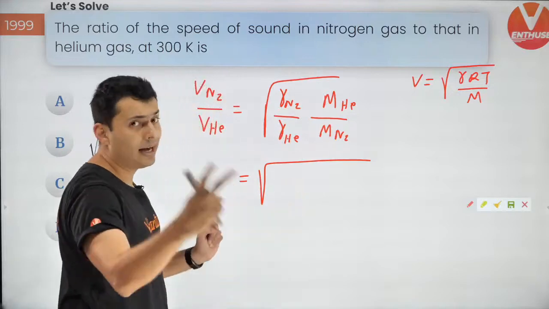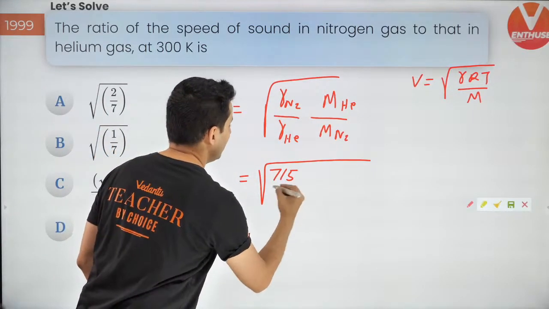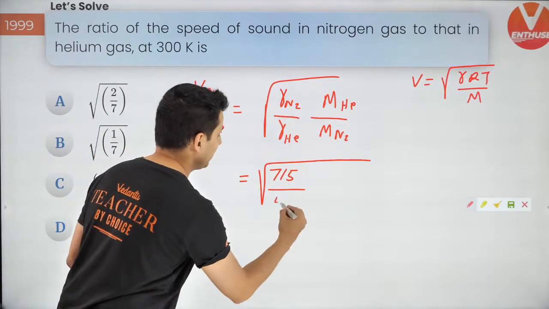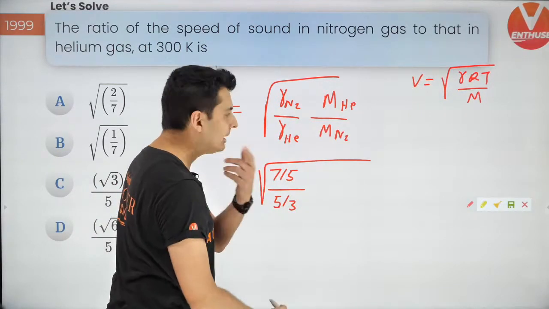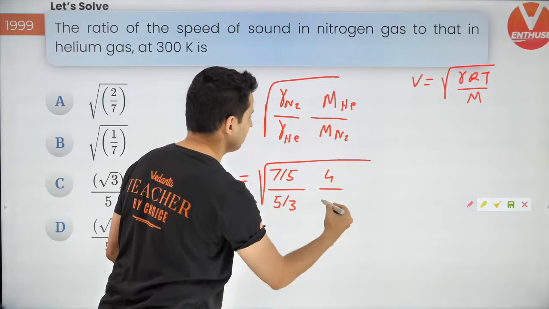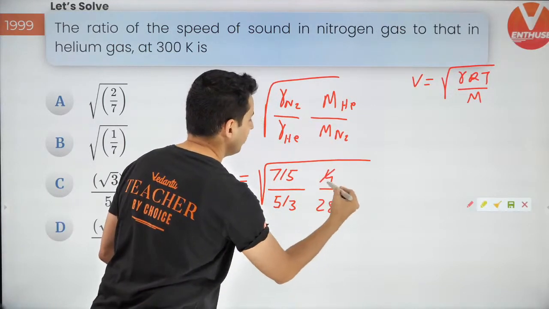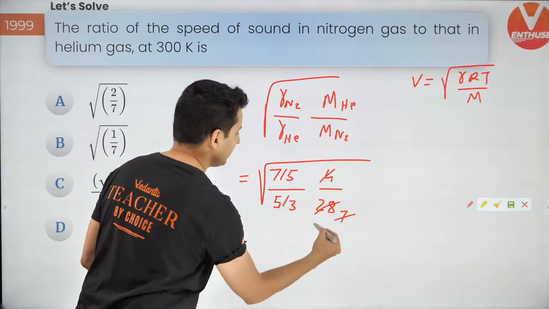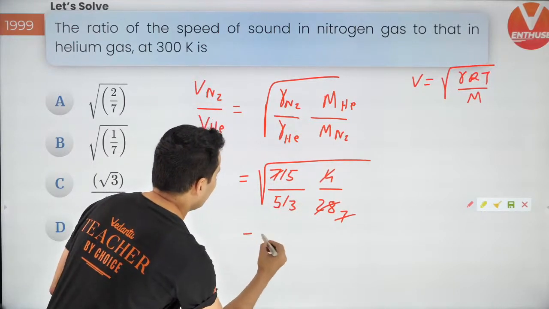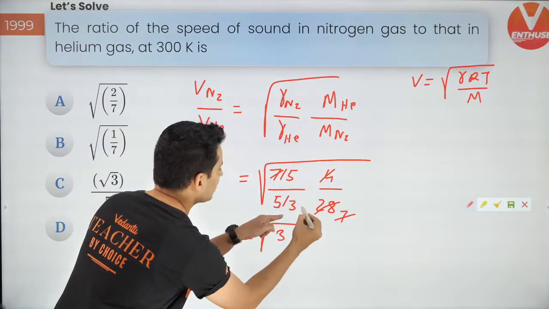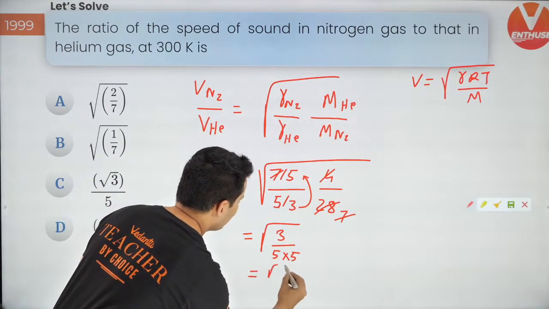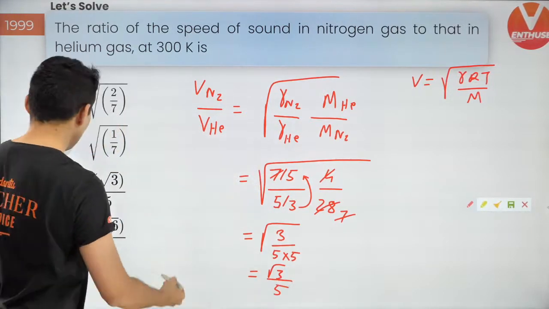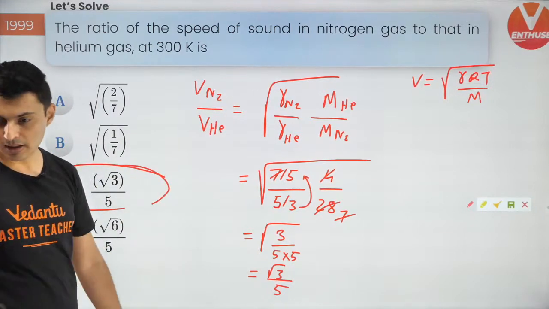Gamma for nitrogen, diatomic, so 7 by 5. Gamma of helium, monoatomic, so 5 by 3. Molecular weight of helium, well, that's 4. And nitrogen, well, that's 28. 4 goes with 28 as 7. This 7 goes with this 7. And I will have root of 3 goes on the top by 5 multiplied by 5, which is root 3 by 5. So that should be this option C, correct.